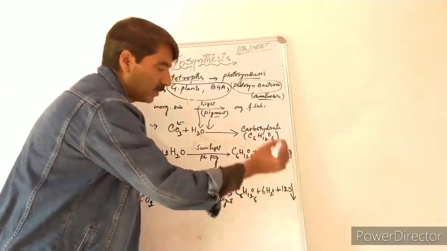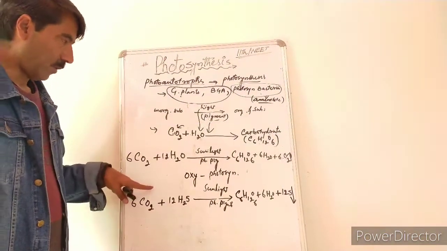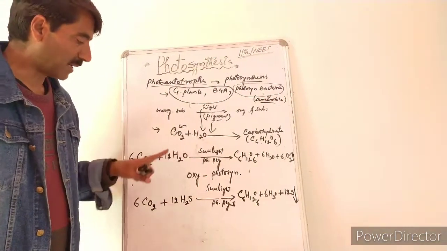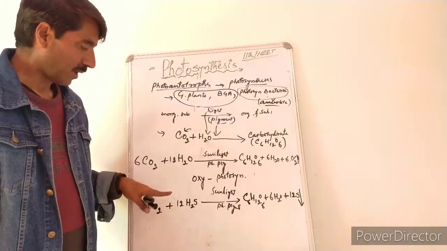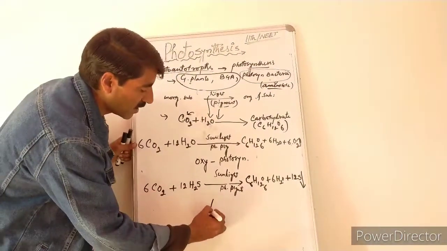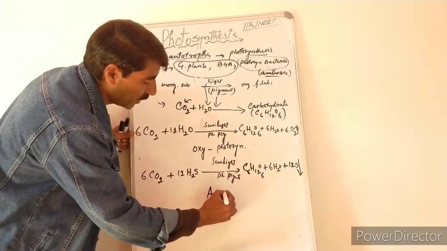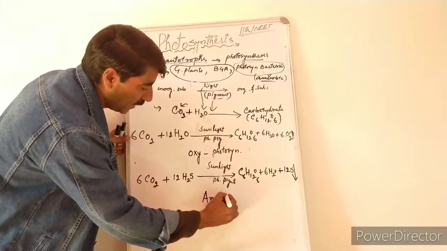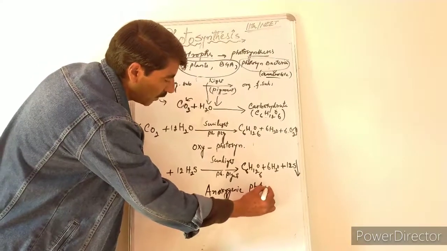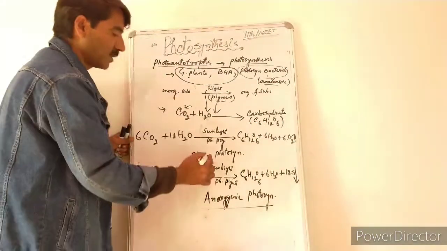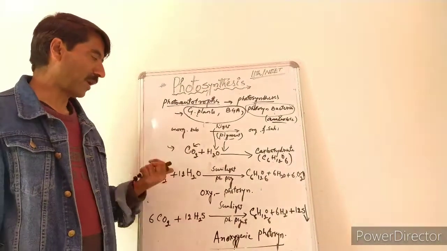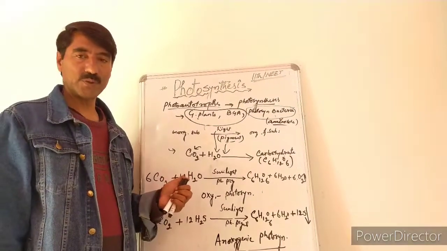So these organisms, these photosynthetic bacteria, perform photosynthesis, but this photosynthesis is not evolving oxygen as a byproduct. So this photosynthesis is called anoxygenic. The 'an' means not, anoxygenic photosynthesis. So here we now come to know about the two types of photosynthesis, that is oxygenic photosynthesis and anoxygenic photosynthesis, and we are now able to differentiate between the two.